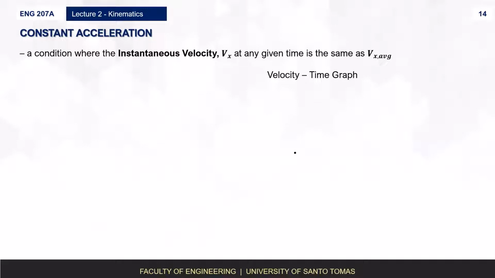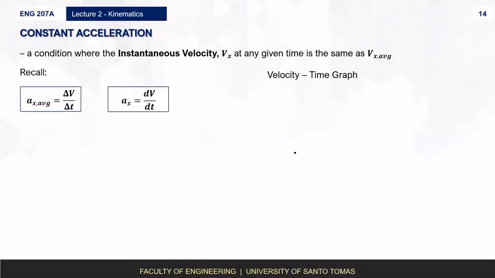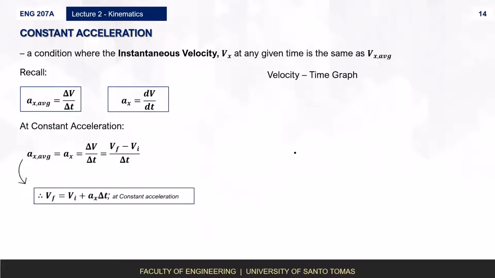Just like velocity, there are instances where we have a constant acceleration, where average and instantaneous acceleration are equal. Recall our equations below. At constant acceleration, average acceleration is equal to instantaneous acceleration, and thus the instantaneous acceleration equation can be represented as such. Rearranging the equation, we can also write it such that the final velocity is equal to the sum of initial velocity and the product of constant acceleration and change in time.